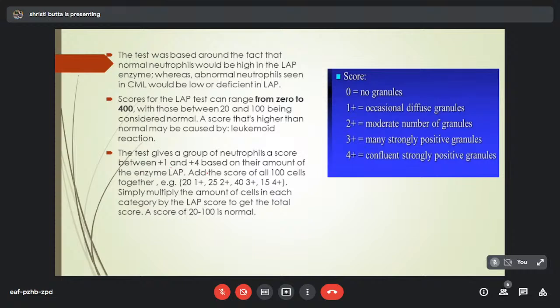How do we ascertain it? We can add up the scores. For example, if we count it for 100 cells, and 20 of such show 1 plus, 25 show 2 plus, 40 show 3 plus, and 15 show 4 plus, we can simply multiply and then subsequently sum it up, and a score of 20 to 100 is obviously normal.